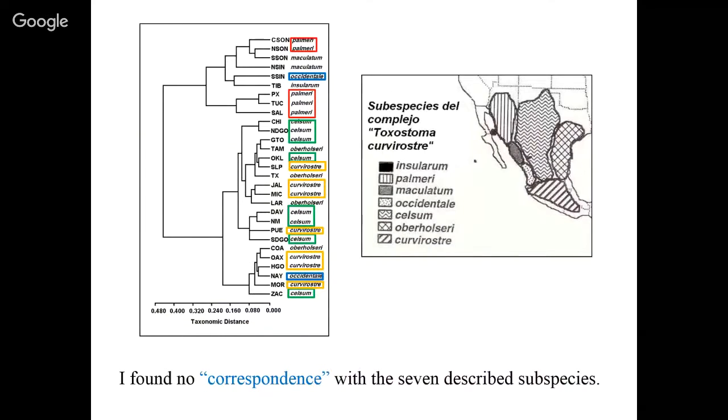Okay, however, based on my own research on morphology and colorimetry, I found no correspondence with the 7 described subspecies. As you can see in this slide, the tree does not fit with any of the groups expected based on subspecies, even though I used the same characters used for the description of each of the subspecies.